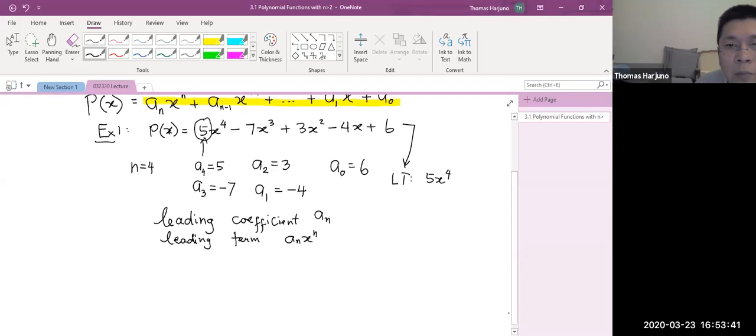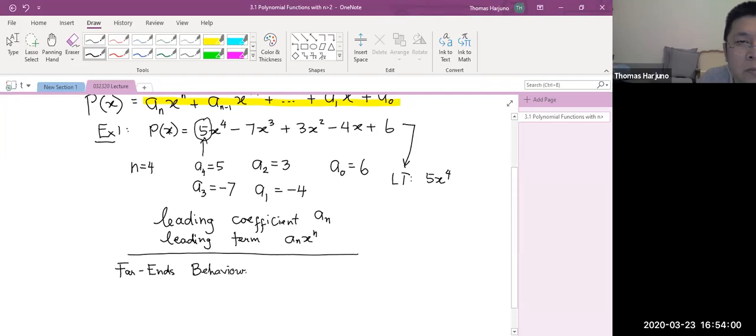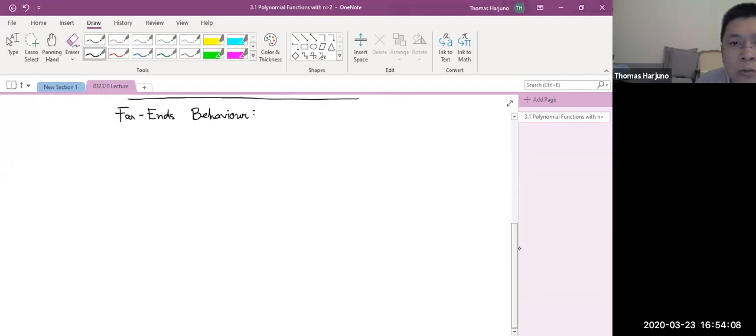Now, I wonder if you remember, if you watched the lecture video already, there's something called far end behavior. Far end behavior actually consists of only the following thing. It depends on the degree. If the degree is even, then the graph will come from positive infinity, and we don't know what happens in between, and then it will go to positive infinity. Either that situation, or it comes from negative infinity and then something happens in between, we don't know, and then goes back to negative infinity.